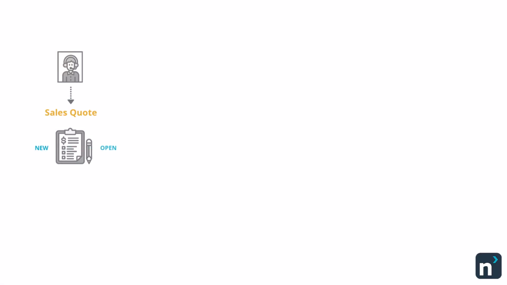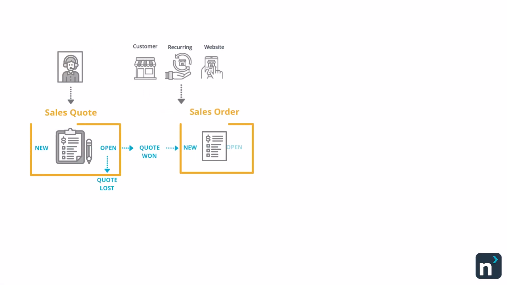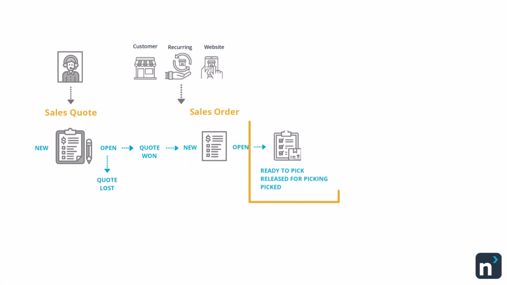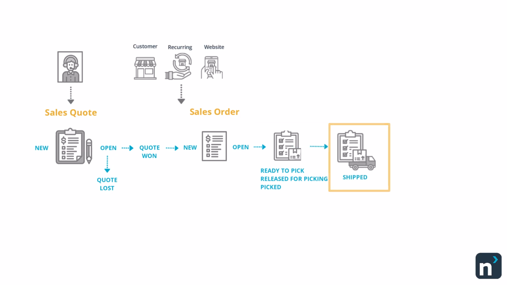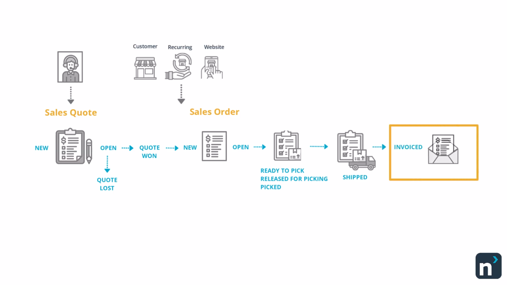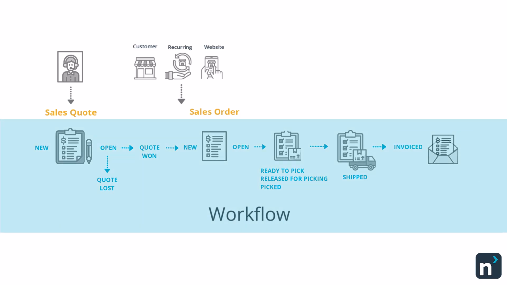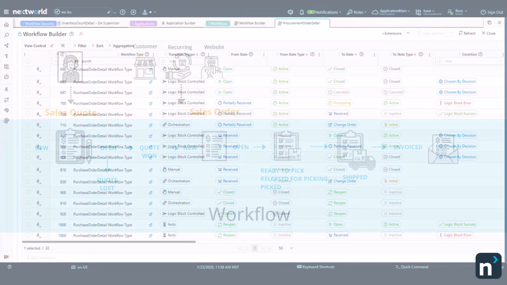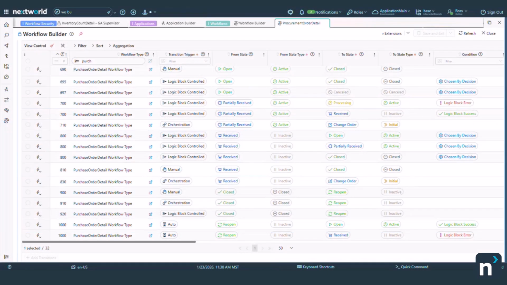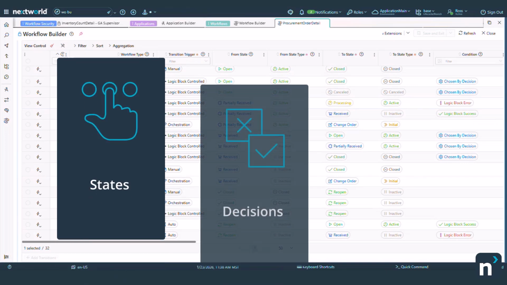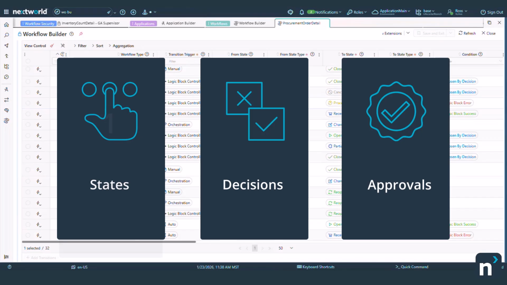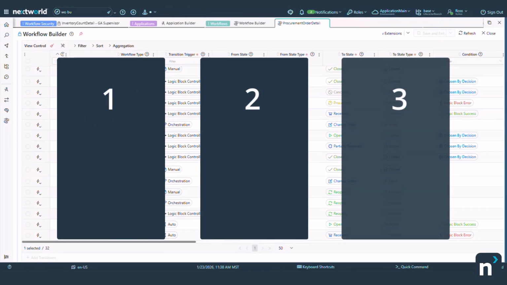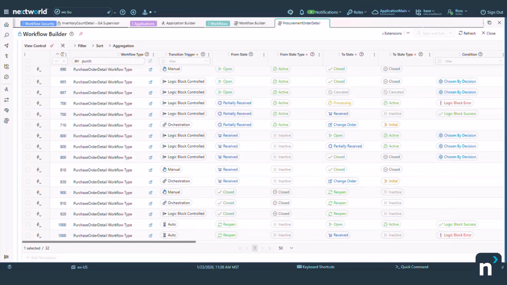Key steps in the workflow include changing states from new to open, signaling that the order is ready to be fulfilled, confirming when the order has shipped, and finally, issuing the invoice. A workflow is a sequence of connected steps that guides a transaction record from start to finish. Workflow establishes the life cycle of a record within a table and controls how work transitions through states, decisions, and approvals. It ensures that tasks happen in the correct order and at the appropriate time.